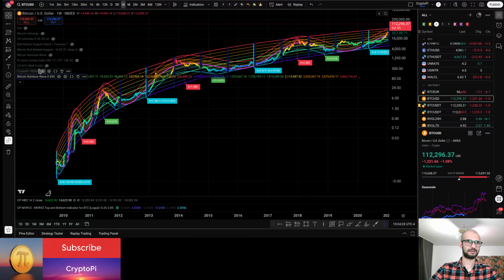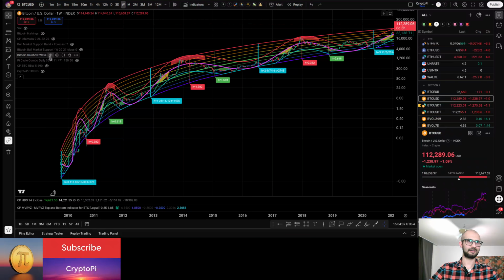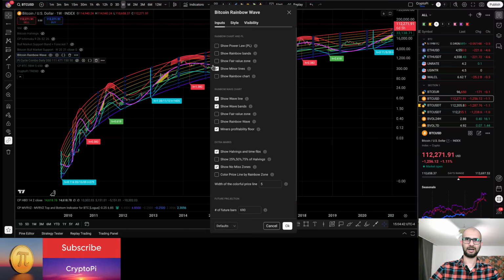Some of the settings I have already set for myself, so I will remove this one and switch on the indicator where I have set up all the settings. So here you see from the first section I only have show minor lines. From the second section I have show wave line, show wave bands, minus profitability for floor, then showing halvings and type Fibonacci vertical lines, and show no miss zones.